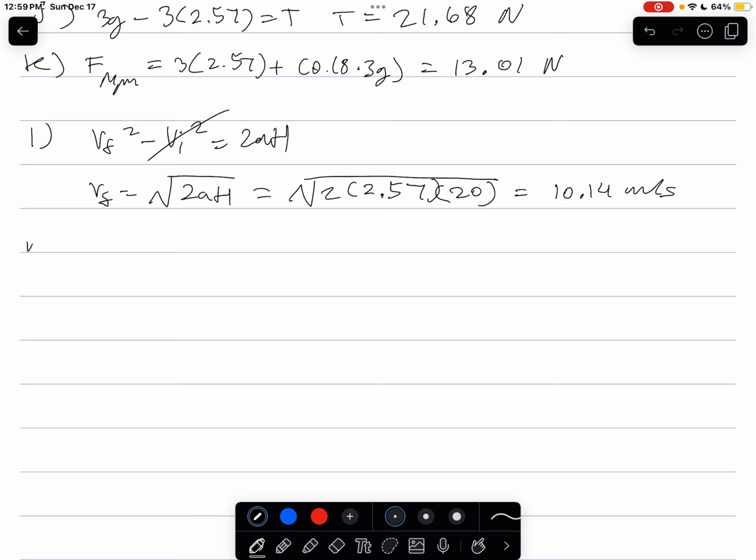And then for part M, I'm going to use Vf minus Vi over a equals T. And then since Vi is 0, you just do 10.14 divided by acceleration 2.57 equals T. T should be like 3.94 seconds.